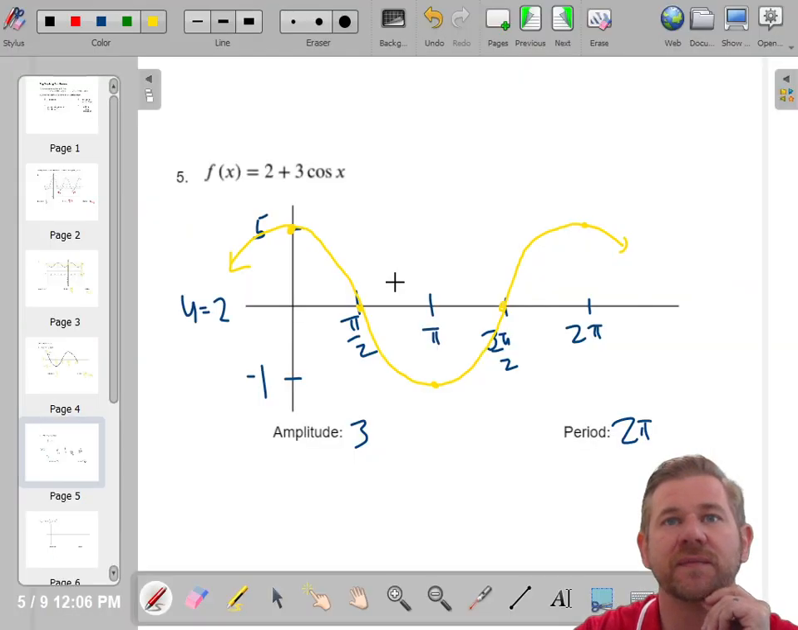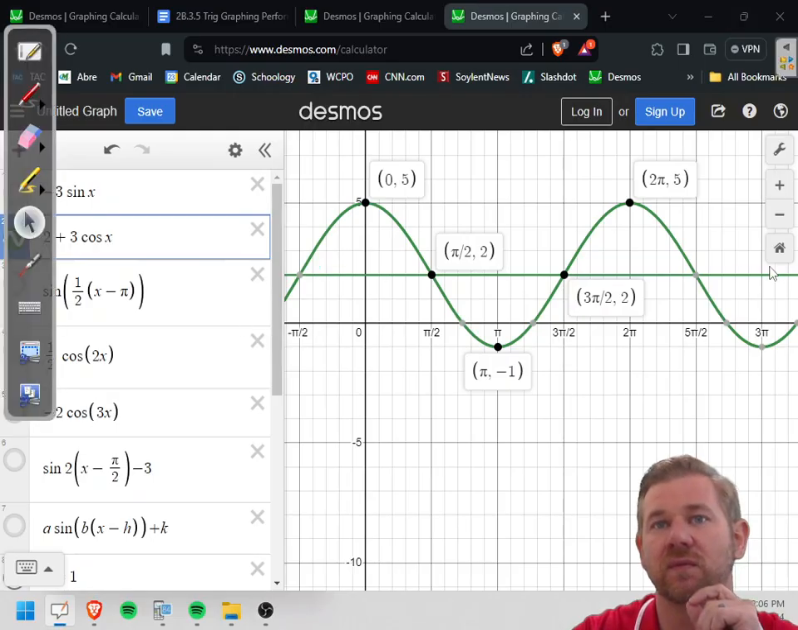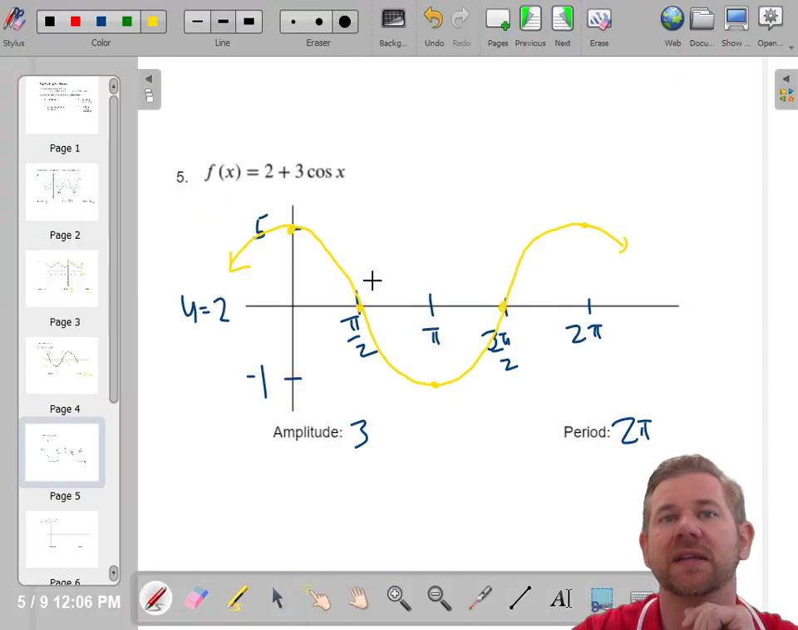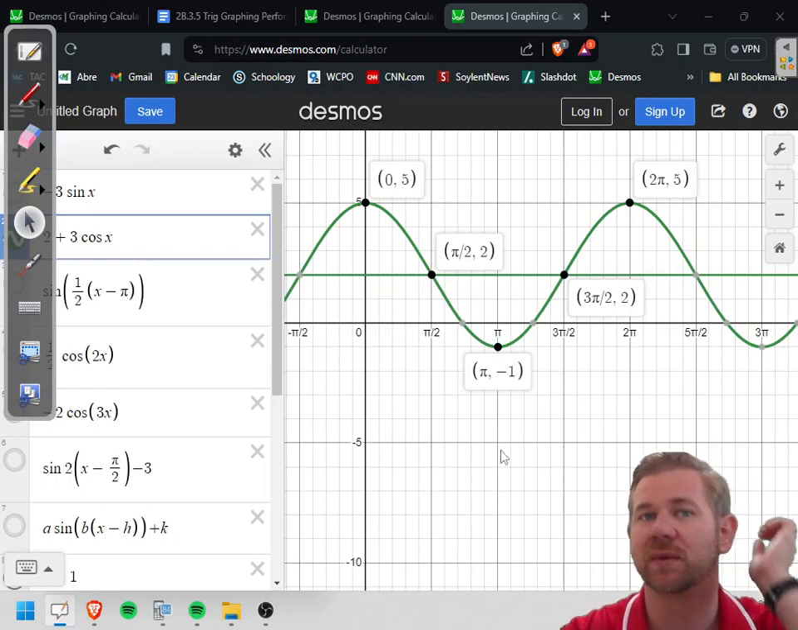So 0, 5, yep, that's 0, 5. Pi over 2 is at 2. See, this midline is this right here. Okay, it's not the x-axis. Pi is at negative 1. Yep, 3 pi over 2 is back to 2, and 2 pi is at 5. So that's the graph that we're drawing.